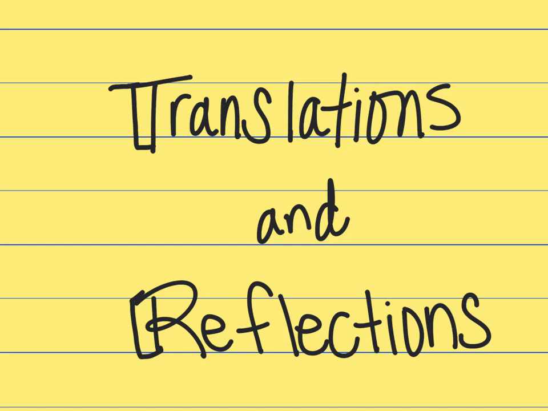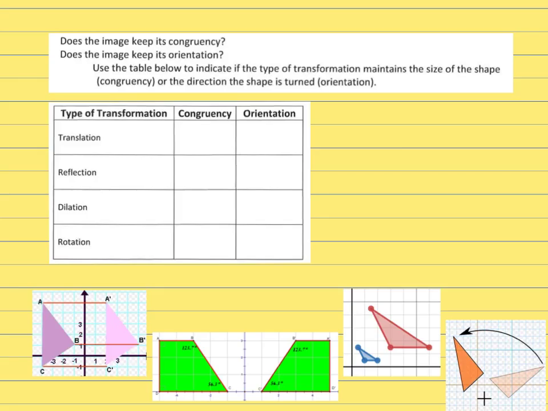This video is going to show you how to do translations and reflections on shapes in a coordinate graph. So the things that you're going to be asking yourself when you're looking at shapes in all four of these types of transformations is, does the shape keep its congruency? Does the image keep its orientation? So we're going to use this table right here, and we're either going to write yes or no, or you guys can put checks and X's, whichever way works better for you.